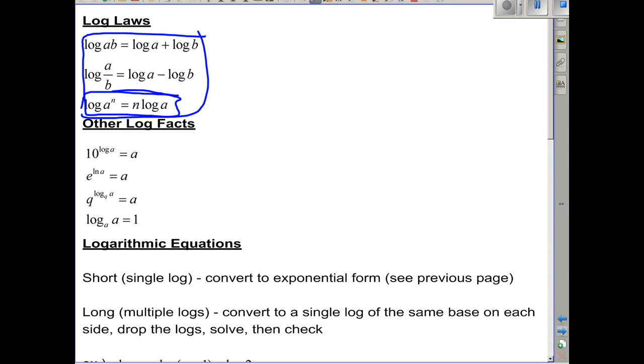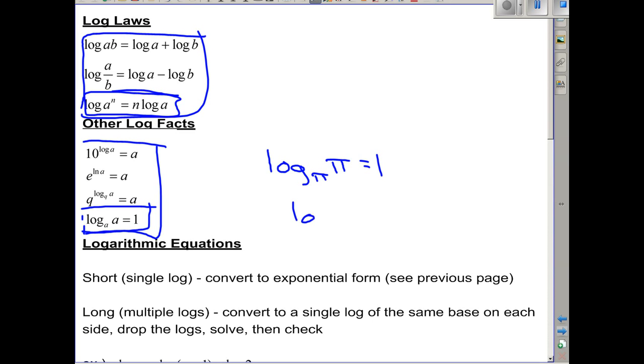Okay, a few other little log facts here. This one's really important. Log base A of A is 1. So log base pi of pi is 1. Because it says, what power do you have to raise pi to in order to get pi? Log base root 7 of root 7 would also be 1. You can't take logs of 0 or a negative number. So log of -17, not possible.